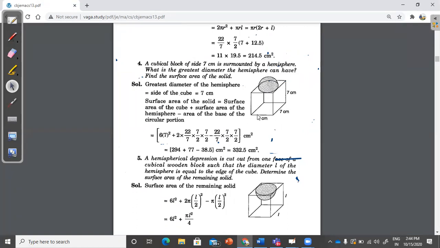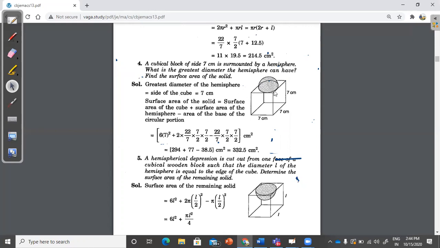That is easy because this is 7. The size of the side of the cube is 7. So the diameter will be 7. It cannot be greater than 7 because then the hemisphere will extend outside the cubical block. So the greatest possible diameter is 7. So that's pretty clear. Now comes the next part, find the surface area of the solid.